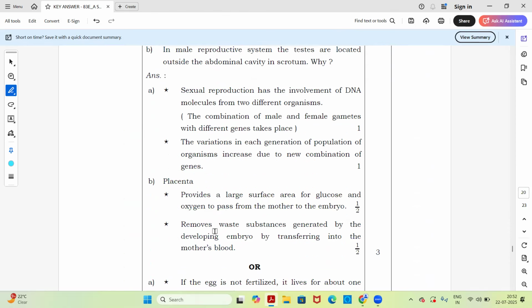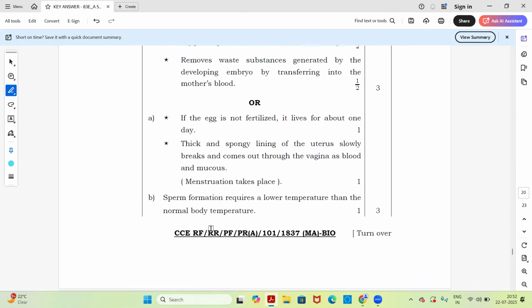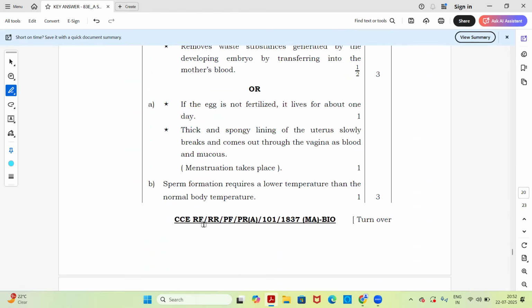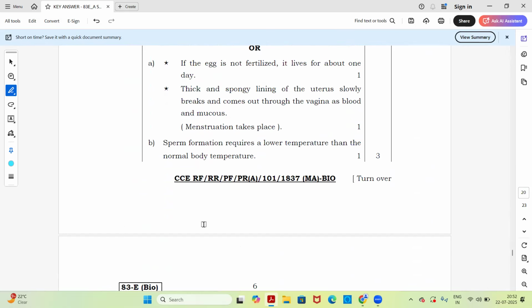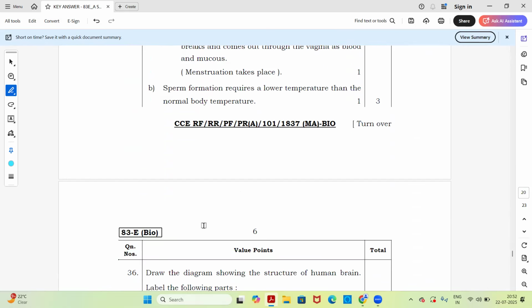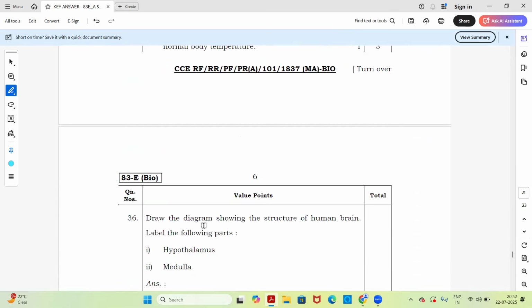Okay, I hope you are getting it. And the second A and B answers are given here. You can pause the video and look for the points if you are not able to finish it. Let's move to the next one.